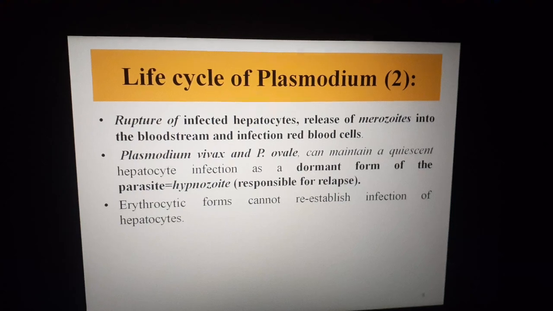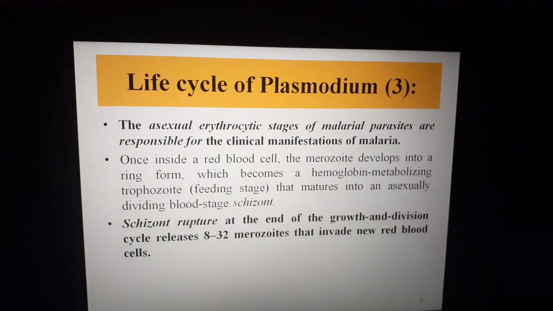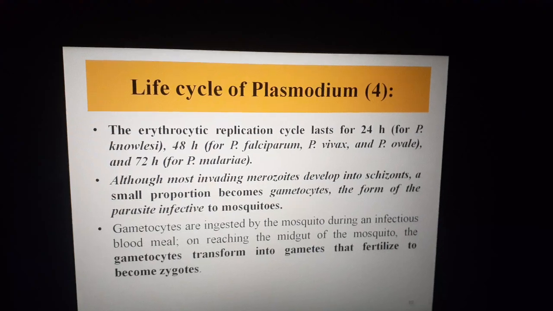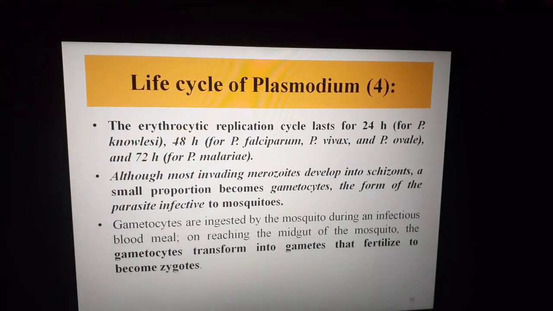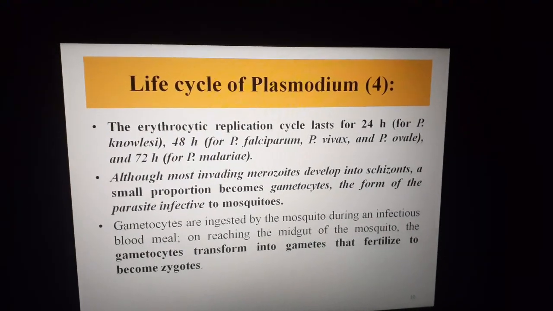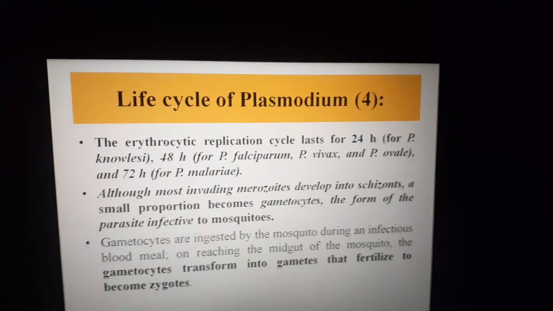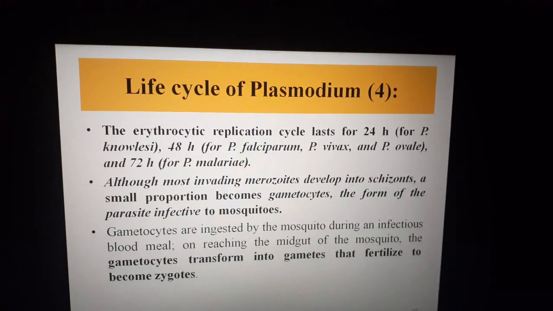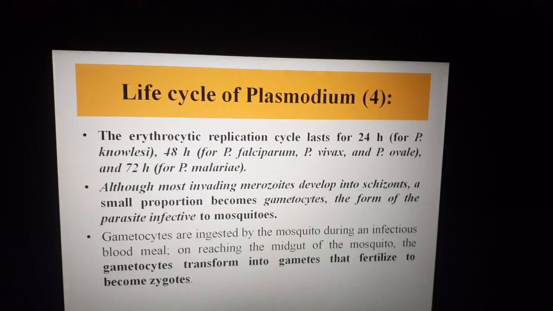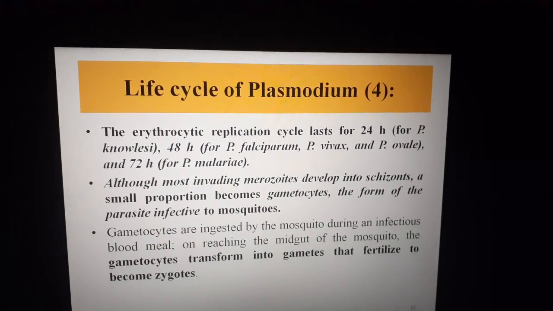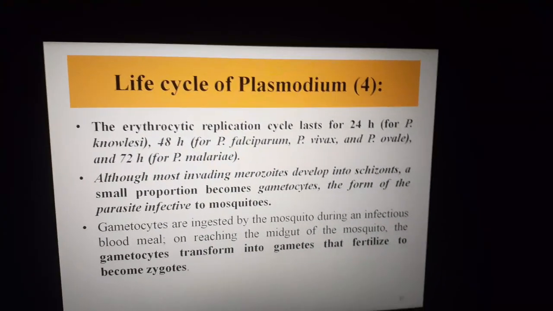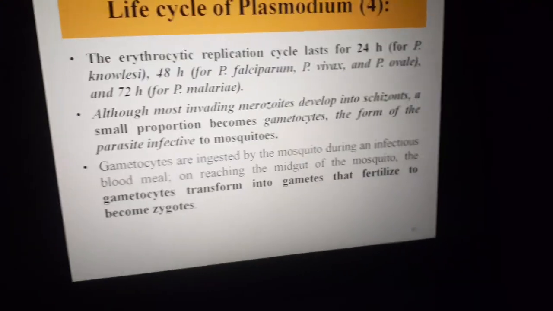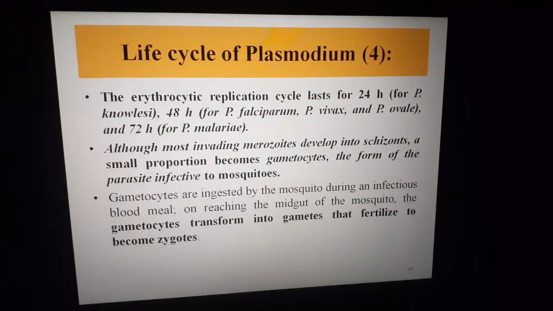So I will skip these slides because I have given a basic idea of the life cycle. One important point that you have to remember is that erythrocytic schizogony lasts for 24 hours in Plasmodium knowlesi, while 48 hours in Plasmodium falciparum, vivax and ovale, and 72 hours in Plasmodium malariae. That's why this is responsible for the characteristic fever pattern in malaria.